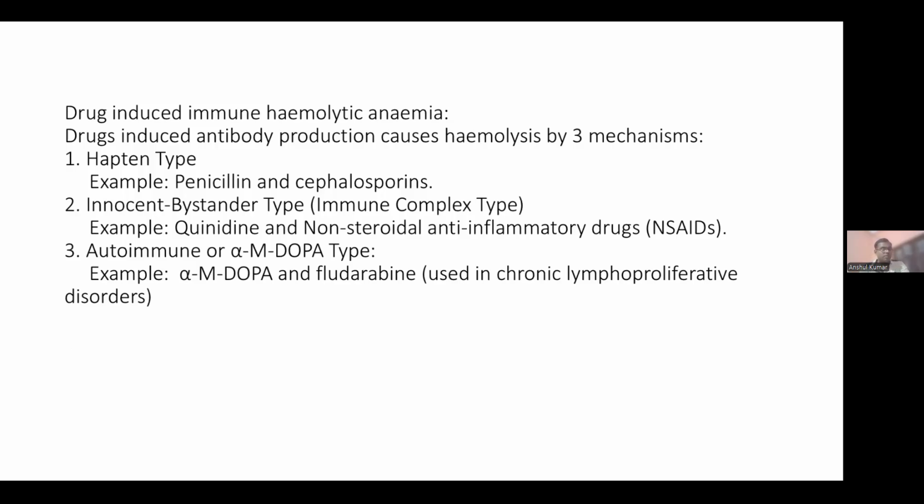Then the innocent bystander type, that is the immune complex type. The drug forms a drug-protein complex with a plasma protein. This stimulates antibody synthesis. The antibody combines with the drug-protein complex while it is still in plasma. The drug-protein-antibody complex binds with complement to red cells. That is also called innocent bystander, resulting in intravascular hemolysis. Examples are quinidine and non-steroidal anti-inflammatory drugs.